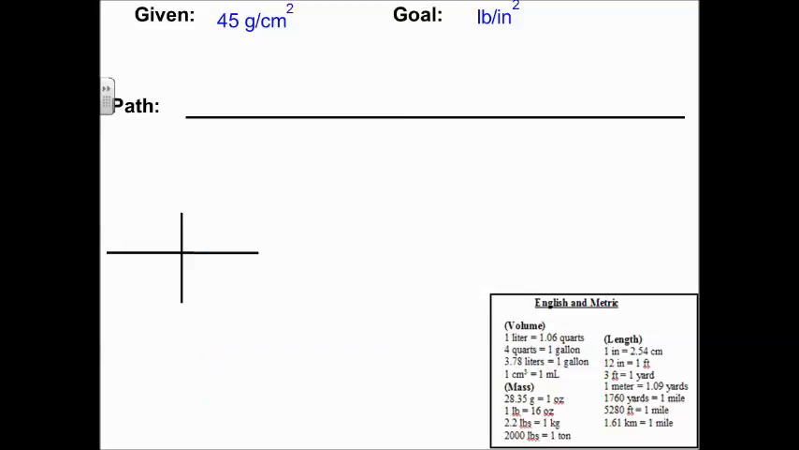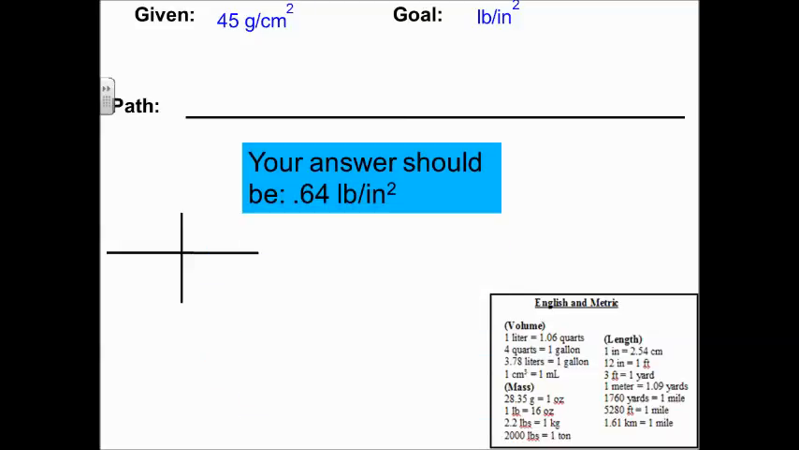All right. So the correct answer is 0.64 pounds per inch squared. If you got that, awesome. You are doing very, very well in dimensional analysis. Be proud. If you did not, it's okay. It's a challenge problem. Let's go through and solve for this.